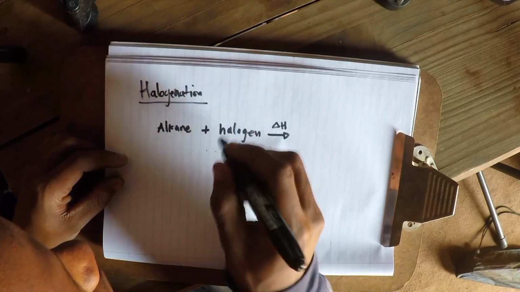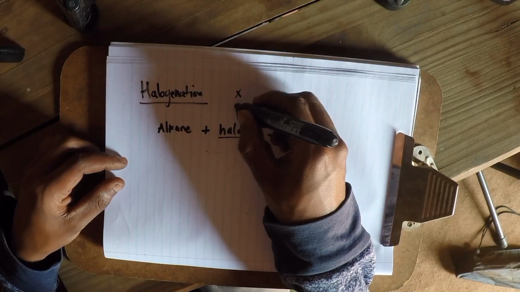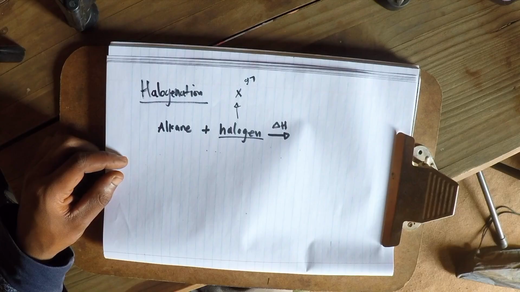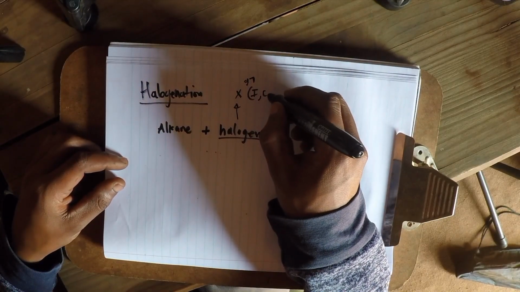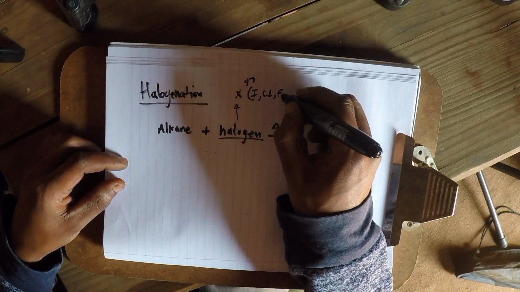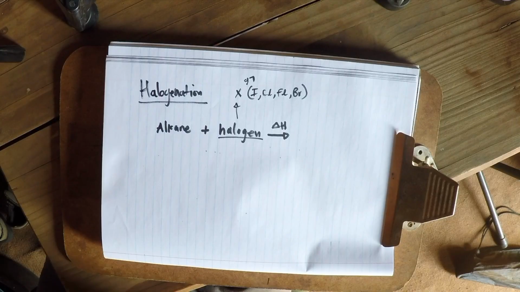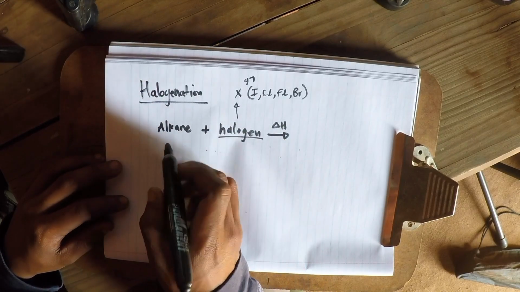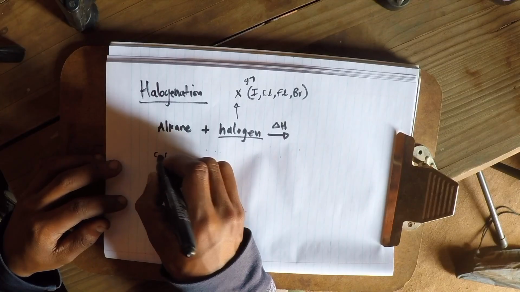So what is a halogen first? A halogen is represented by X, and it is in group 7 in the periodic table. The halogens that we have are your iodine, your chlorine, your fluorine, and your bromine. These are the halogens that we'll be using in all of organic chemistry. Now, if one of them is added to an alkane, we can use ethane as an example.